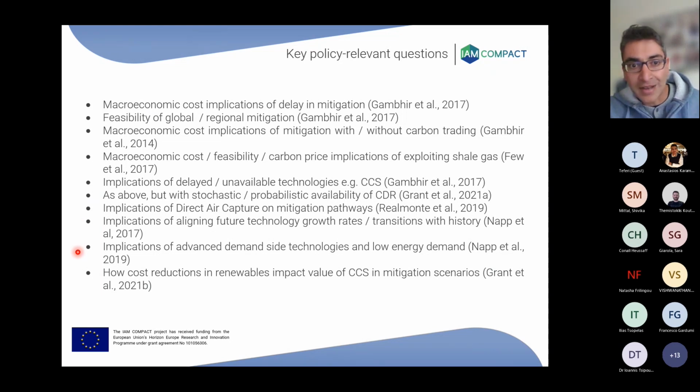We can look at the implications of lowering demand for energy, and what happens if you put lots of new advanced technologies in. The technology richness of TIAM allows us to do that. And then we can weigh up technologies against each other and say, if the costs of one technology fall, like renewables, what does that do to the contribution of CCS and the value of CCS in mitigation scenarios?